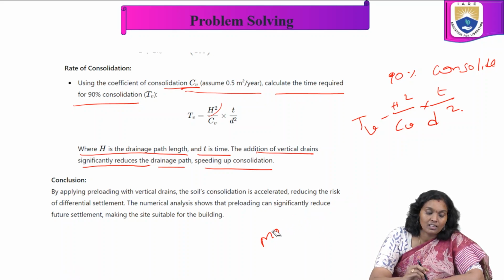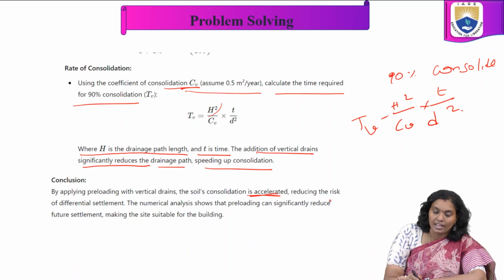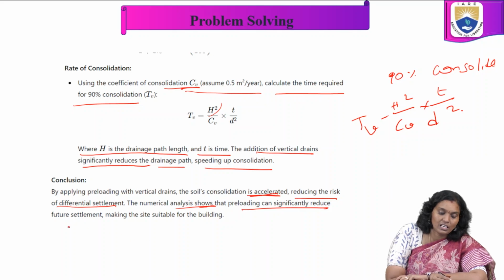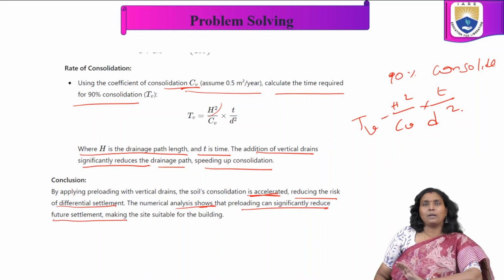By applying preloading with vertical drains, the soil's consolidation is accelerated, reducing the risk of differential settlement. The numerical analysis shows that preloading can significantly reduce further settlement, making the site suitable for the building.